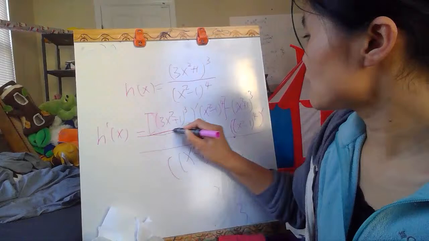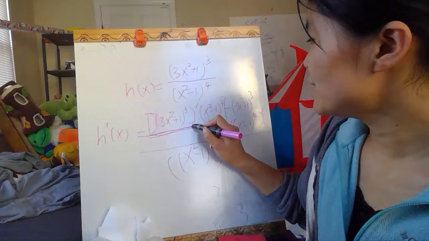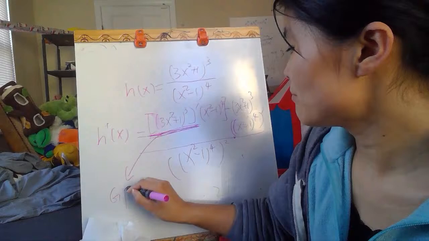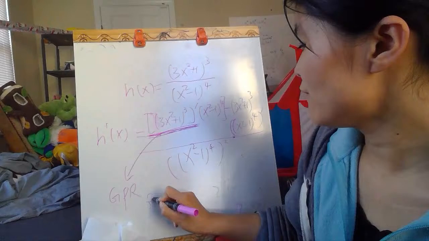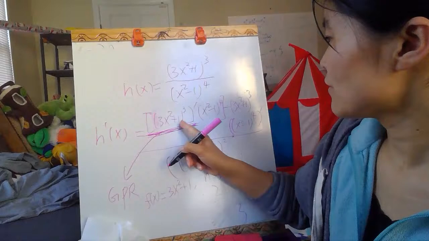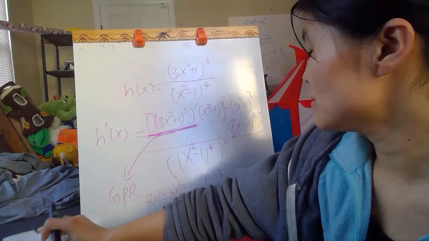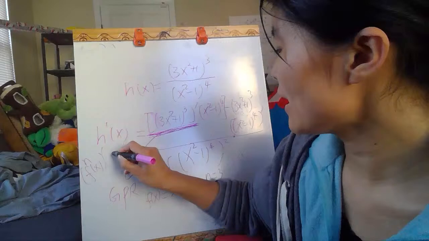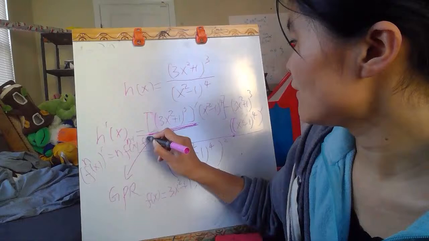So this derivative here, you need to be careful. Here we need to use the general power rule. This part, f of x is 3x squared plus 1. That n is 3. So the general power rule you need to know is, f of x to the n, the derivative equals n times f of x to the n minus 1, times f prime. So you need to know the rule.